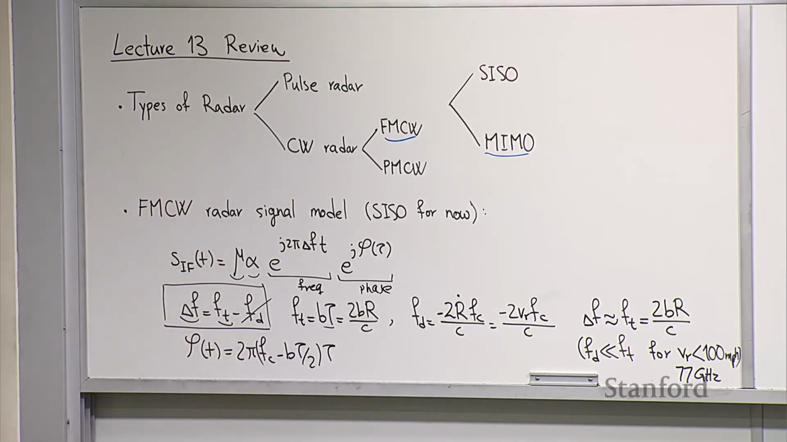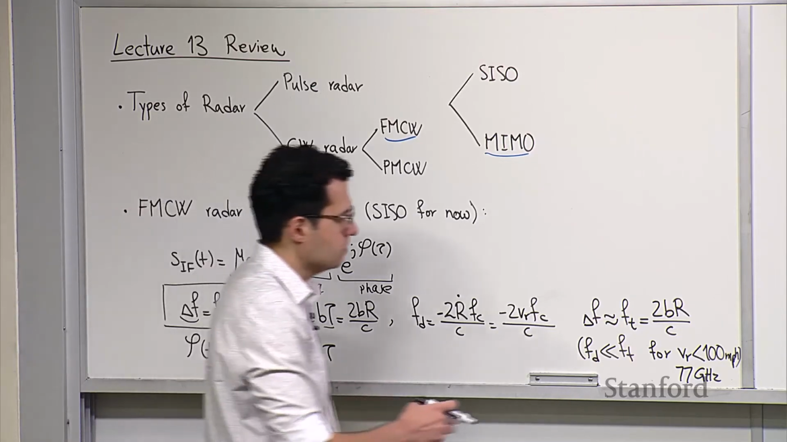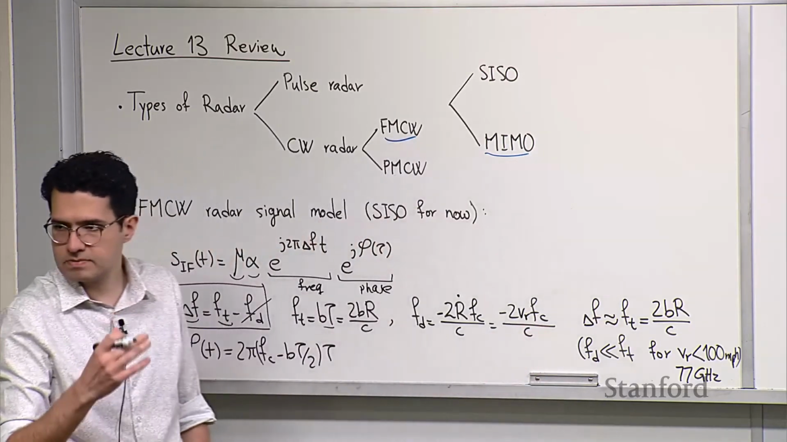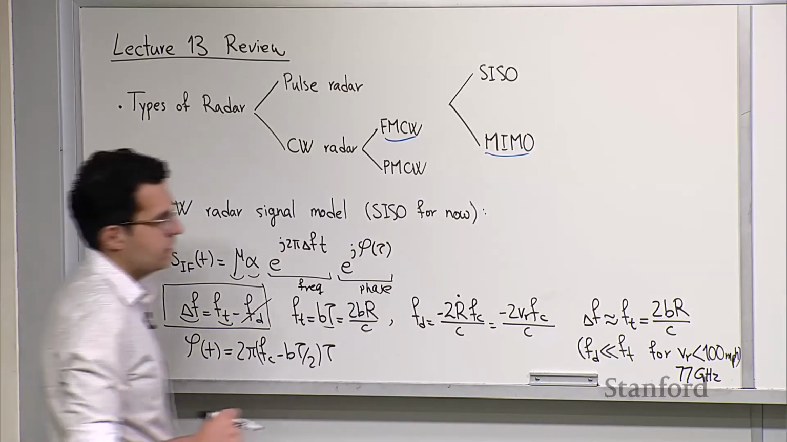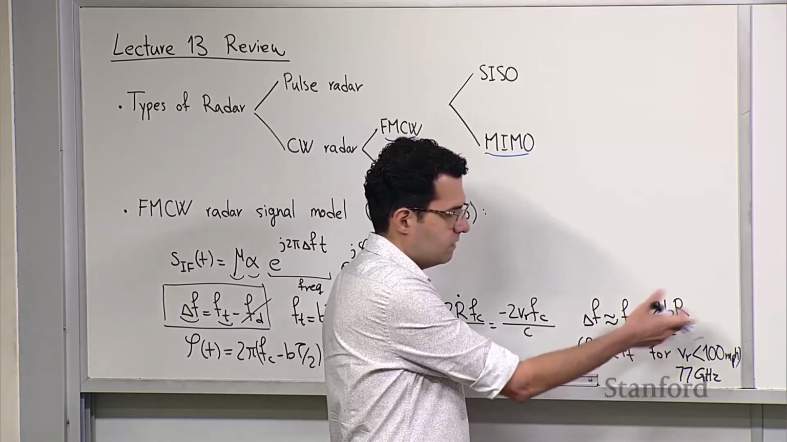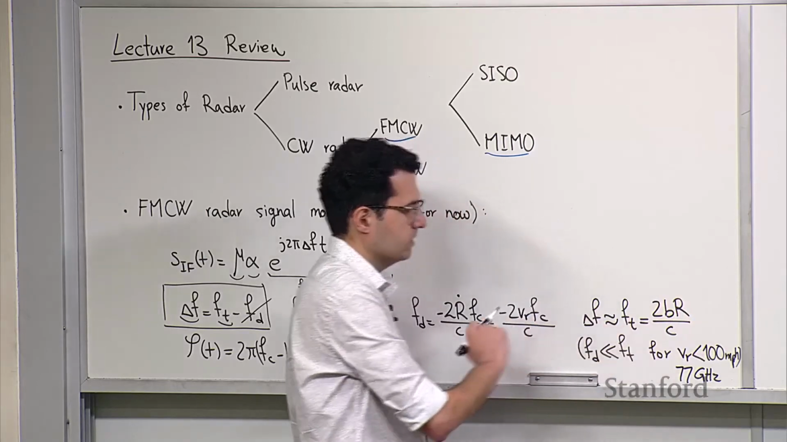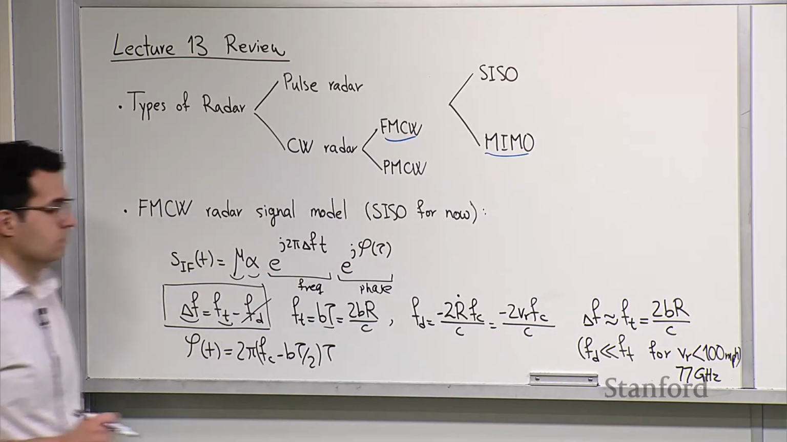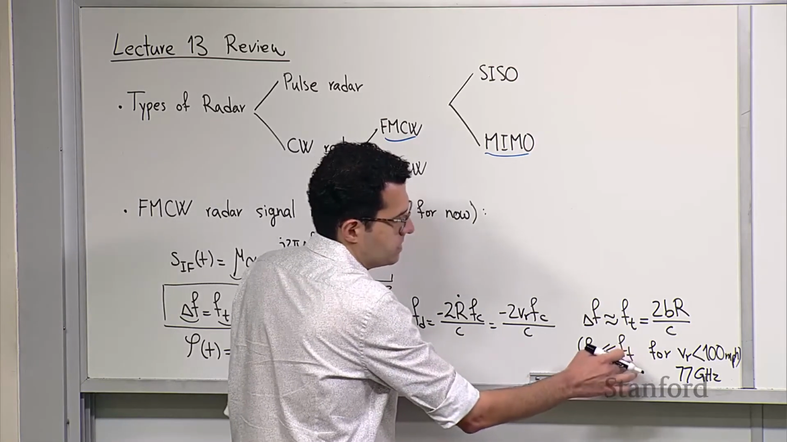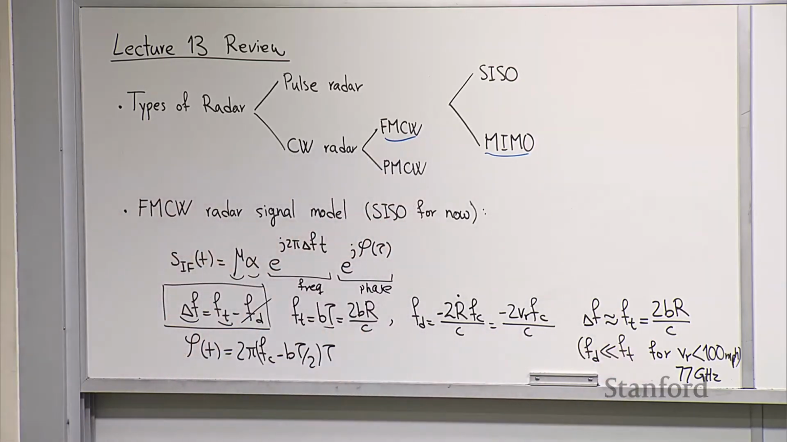numbers that are actually pretty conservative estimates. So we assume a target going at 100 miles per hour, just a few meters in front of the receiver, with the receiver working at 77 gigahertz. Even for that case, we showed that f Doppler is less than 1% of ft, so that's why we can ignore it.